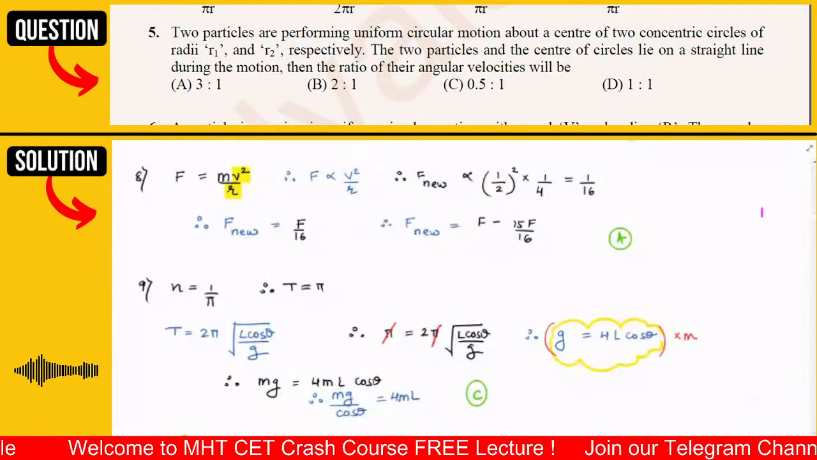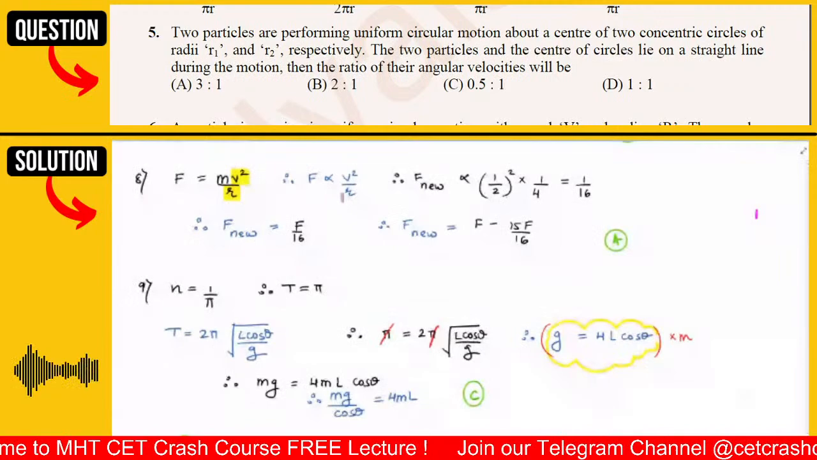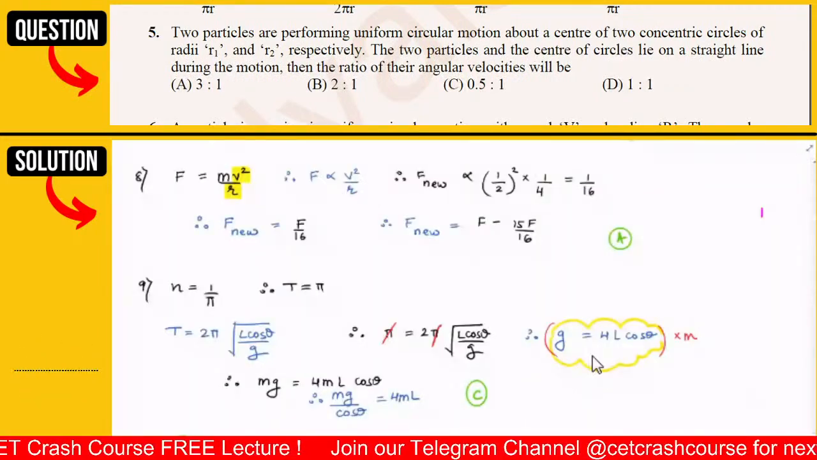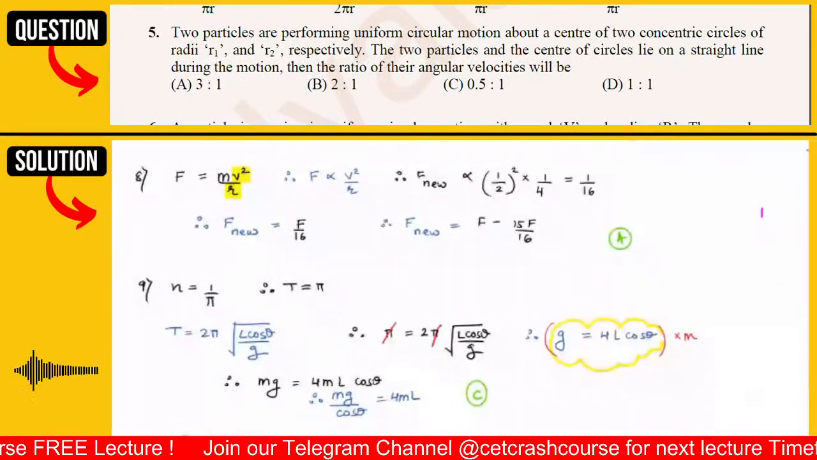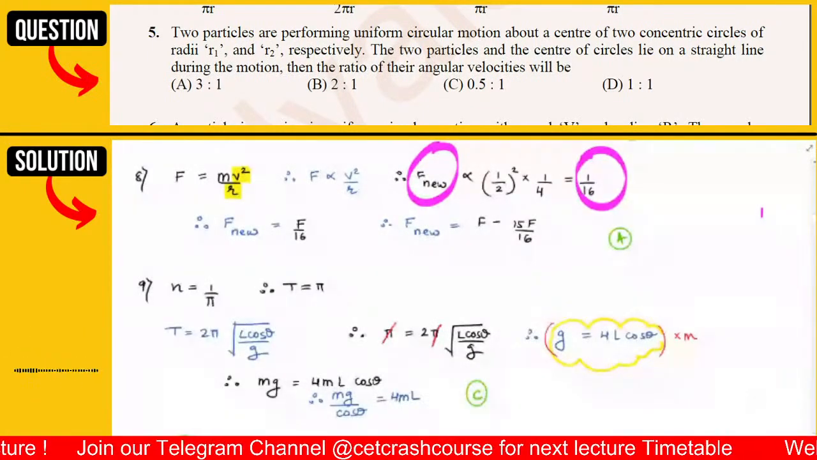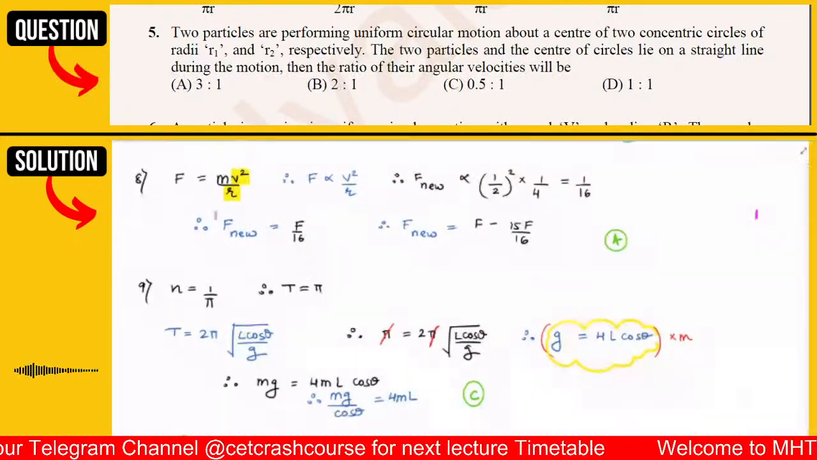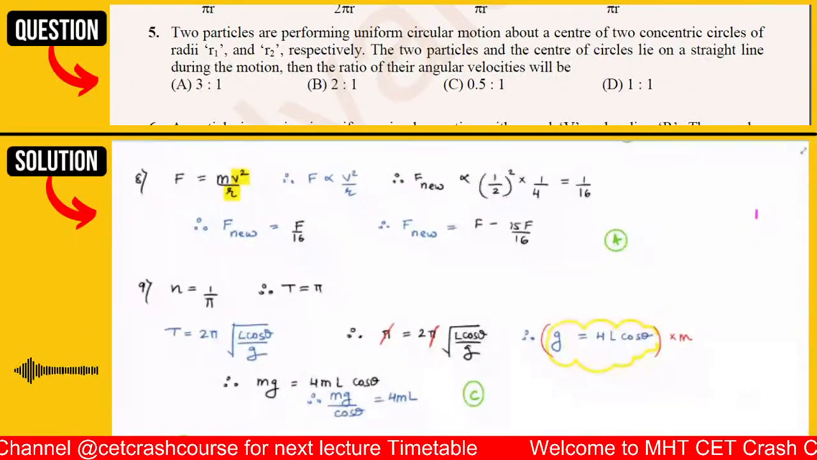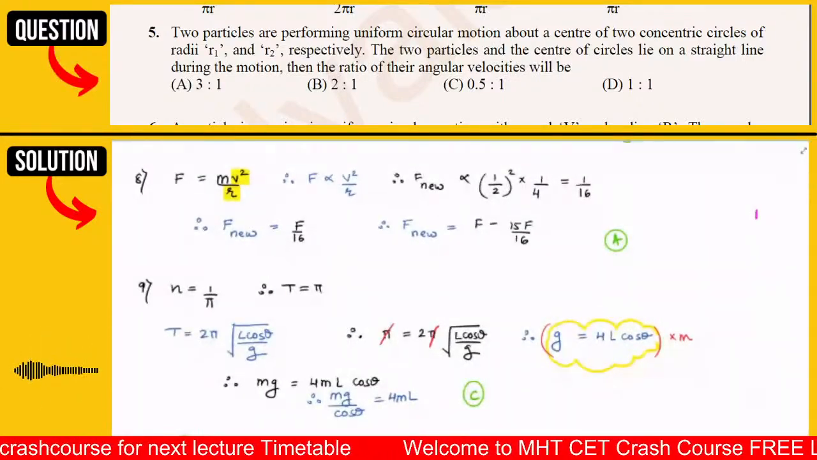And radius becomes 4 times. But radius is in the denominator, so this becomes 4 times in the denominator, that is 1 by 4. It means that our new answer for force will become 1 by 16 times. New force will become 1 by 16 times. We can say F new becomes F by 16. But the question is clearly asking you all to find the change of the force.